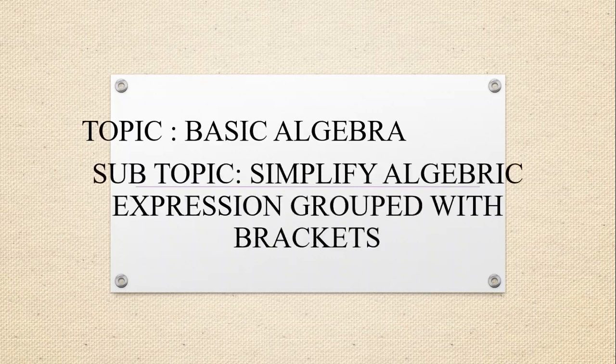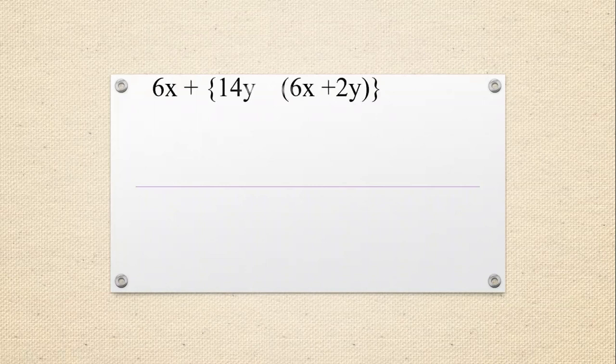Which is simplify algebraic expression grouped with brackets. Let's have a look at this algebraic expression. How can you simplify this? Notice that two different grouping symbols are involved in this expression. But why are these grouping symbols useful?